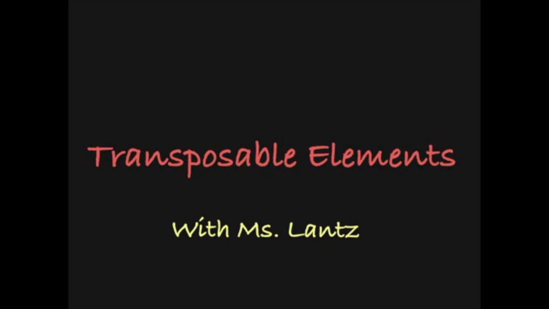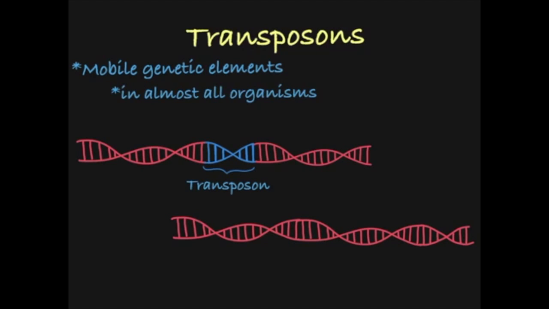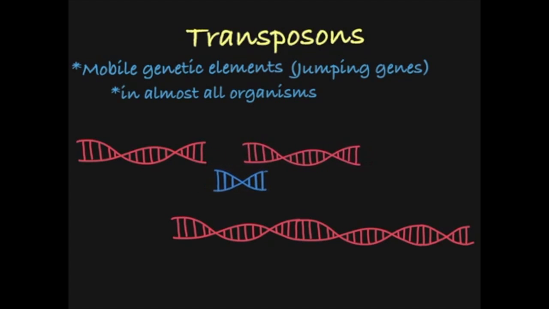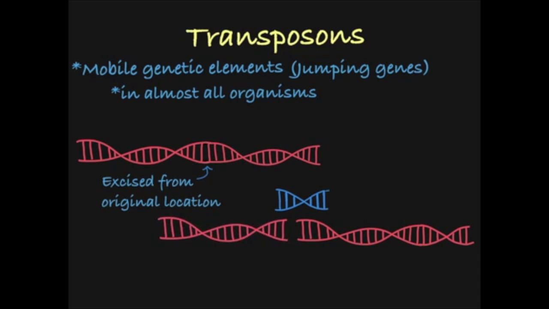Now, what does a transposon do? Transposons are mobile genetic elements which can be found in almost all organisms. They are often referred to as jumping genes because they can move seemingly at random around a genome, jumping from one location to the next in the DNA.